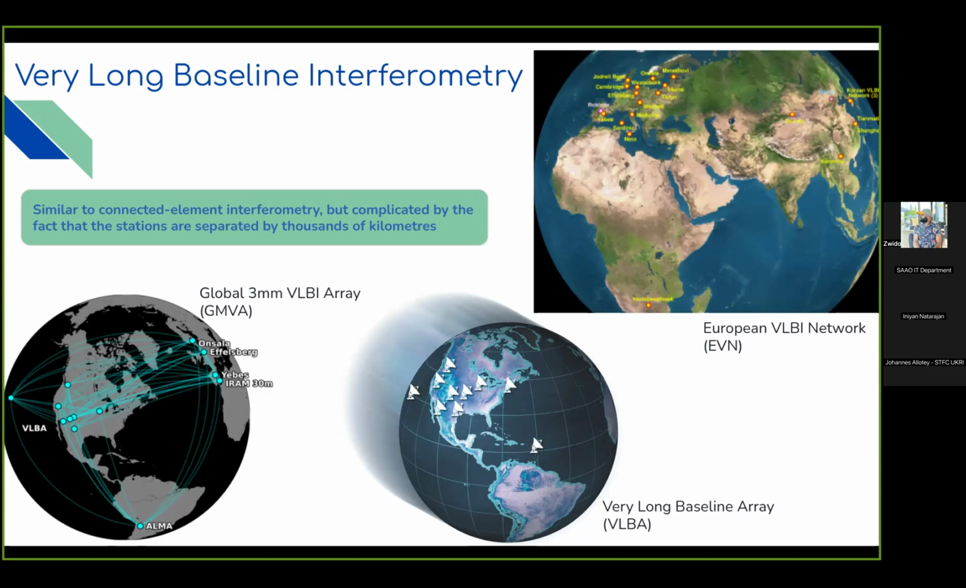Here are some examples of VLBI networks that are currently operational. There is the European VLBI network, which has a lot of stations in Europe, some in East Asia, and one at Hartebeesthoek in South Africa. There's also the Very Long Baseline Array, which consists of multiple radio telescopes across the US and also outside of the continental US in Hawaii. And there's also the global 3mm VLBI array, which conducts observations at 86 gigahertz, which is already quite high frequency. It also has some stations in Europe, and consists of stations in the VLBA and also ALMA.